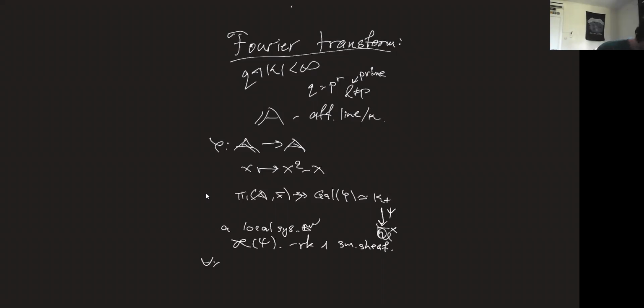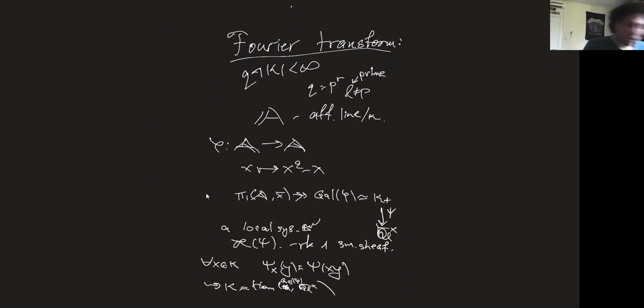Now, for every element x in the base field, I can put psi sub x of y to be psi of x times y, just for implicit notation. So now this induces an isomorphism of K with the characters, from K to Q_l bar.